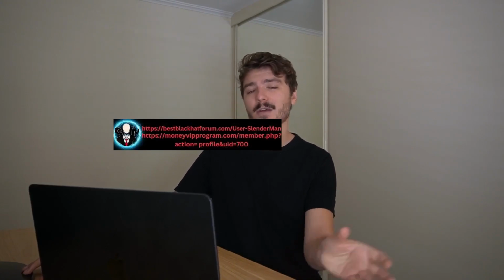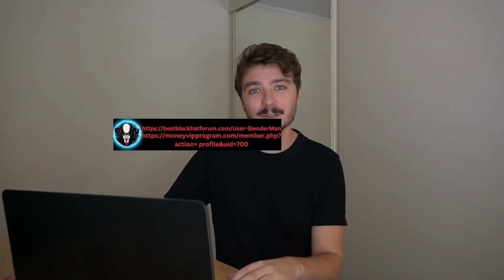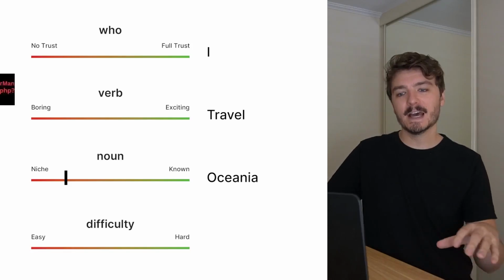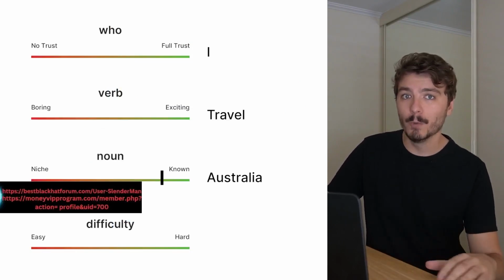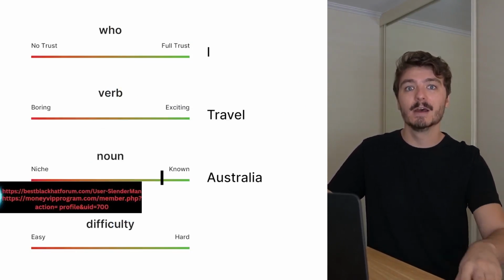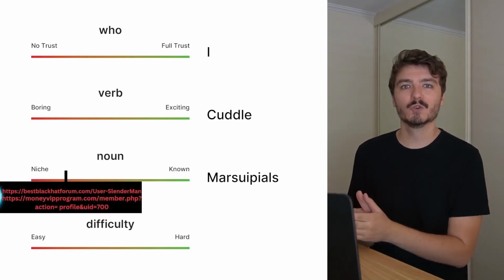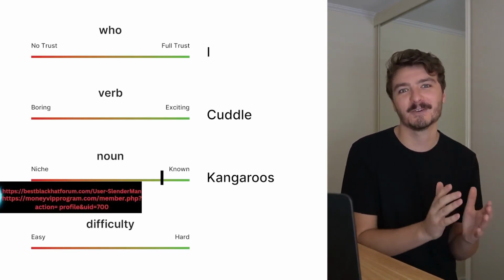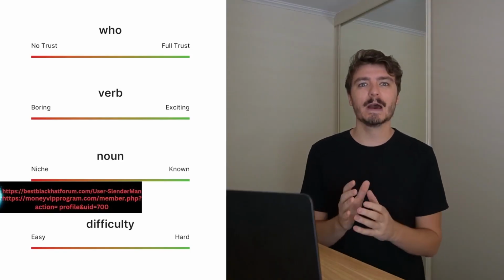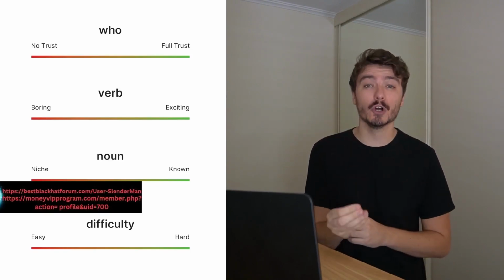And ideally, you think about the title before you make the video. This will heavily dictate that. Pick nouns that more people know. If I say I travel Oceania versus I travel Australia, more people will click on I travel Australia because more people recognize that noun. More people recognize Australia than Oceania. Or I cuddle marsupials versus I cuddle kangaroos. More people will recognize kangaroos than marsupials. So whatever idea you have, try to go from niche to more known. That is going to help you a lot with your views.